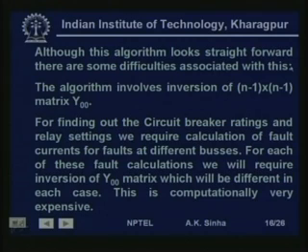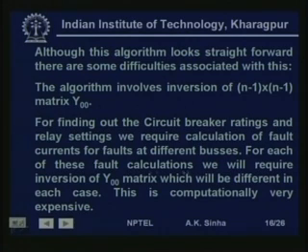Although this algorithm looks straightforward, there are some difficulties associated with it. The algorithm involves inversion of the n minus 1 by n minus 1 matrix Y00. For finding out the circuit breaker ratings and relay settings, we require calculation of fault currents for faults at different buses. At various buses we need to create the fault and find out the fault currents and the voltages.